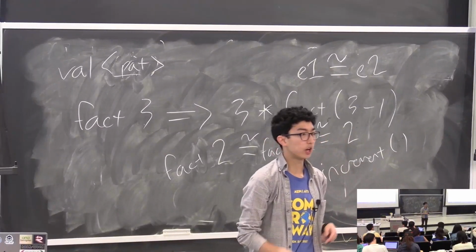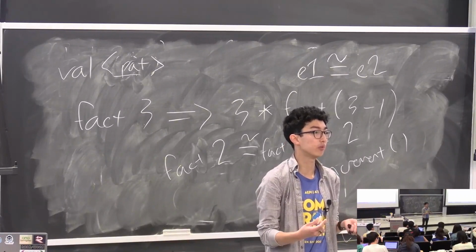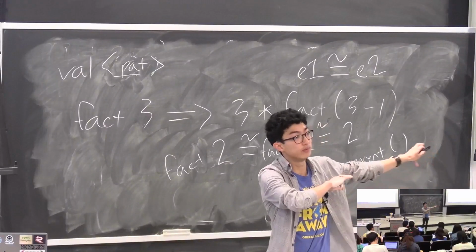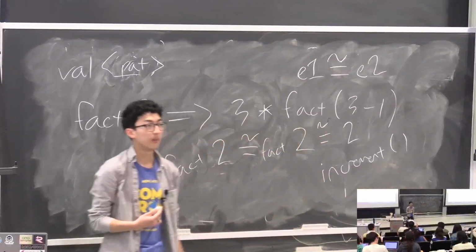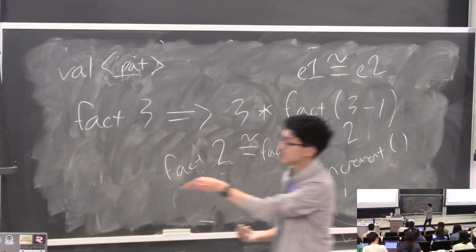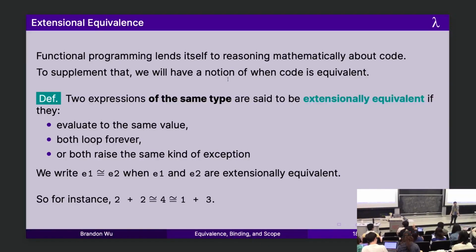No, we only are talking about extensional equivalence on well-formed SML programs. An ill-typed program is not well-formed. It's not well-typed. Generally, we disregard all ill-typed expressions or programs. Yeah, good question. So yeah, for instance, 2 plus 2 is extensionally equivalent to 4, but is also extensionally equivalent to 1 plus 3, right? Because they all end up at 4.